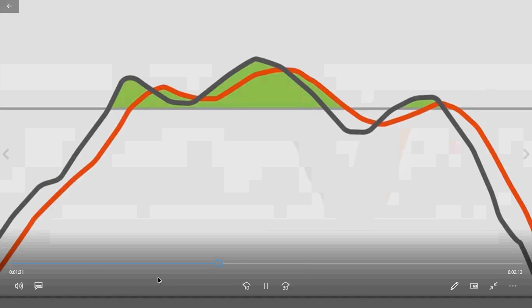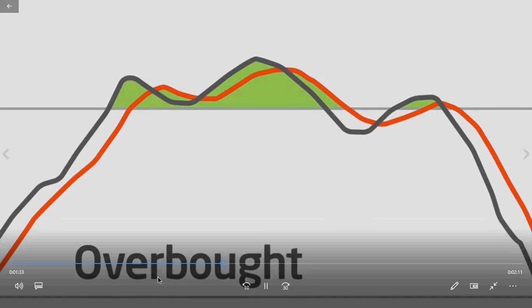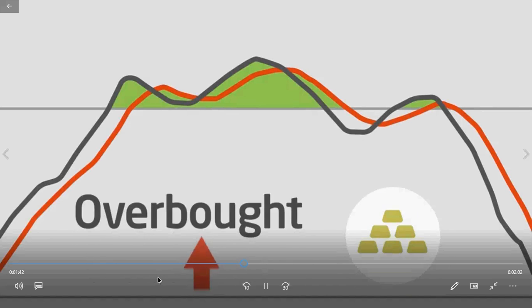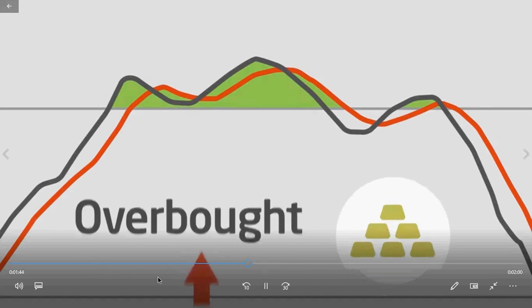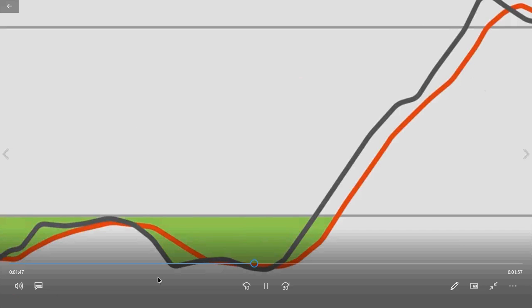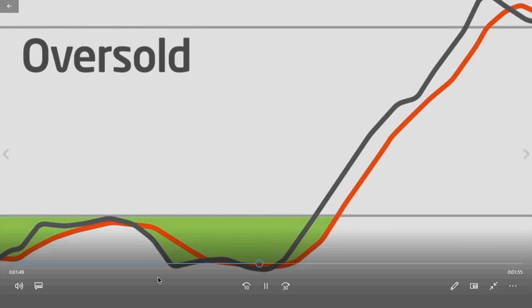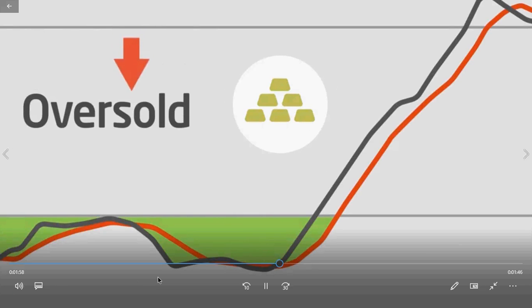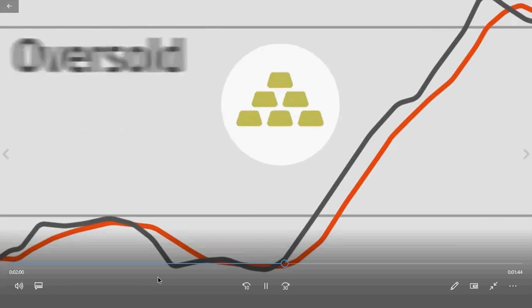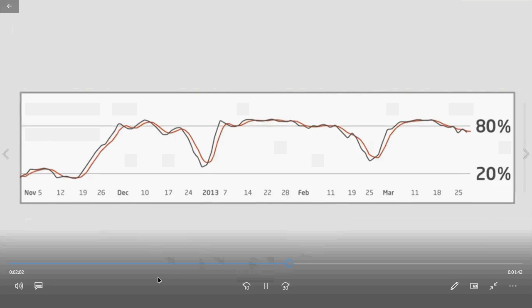When stochastic lines are above this 80% level, it indicates an overbought market condition. An overbought market condition is when an asset rises in value very quickly due to a surge in demand, pushing the price to a level above what the fundamentals would appear to support. When stochastic lines are below 20%, it indicates an oversold market condition. An oversold market condition is when an asset drops in value very quickly due to a wave of selling, pushing the price below what the fundamentals would appear to support.